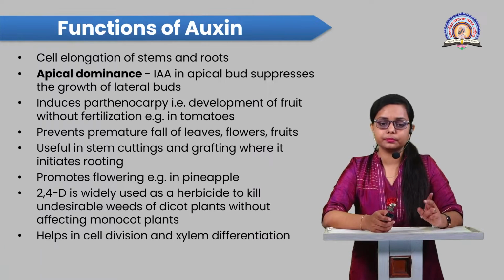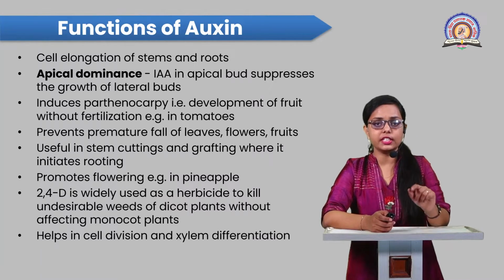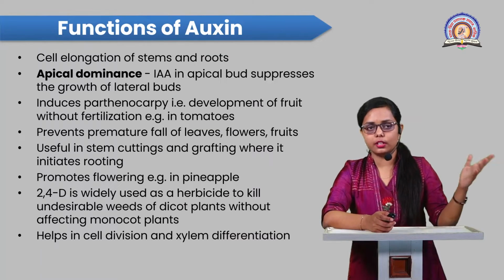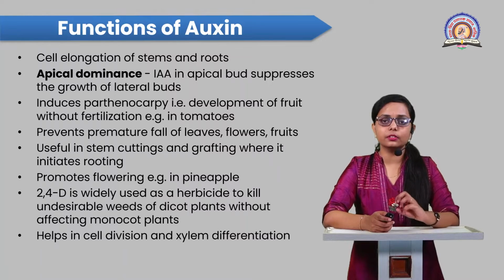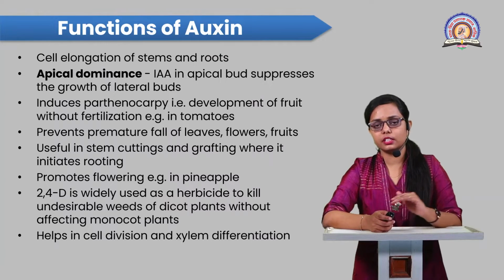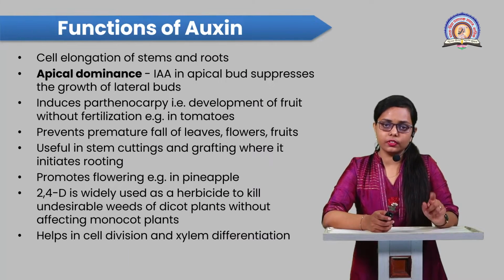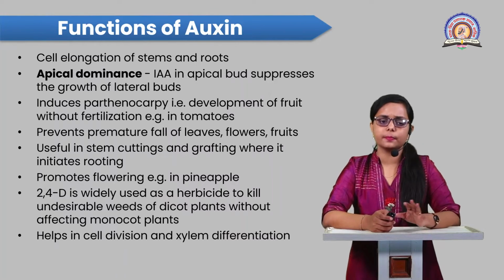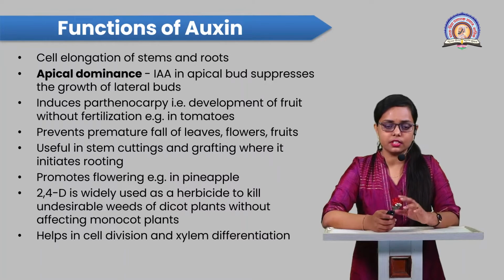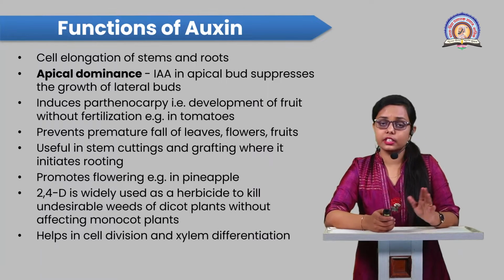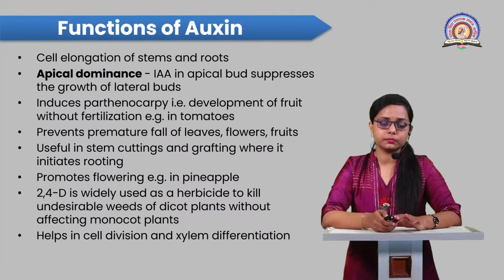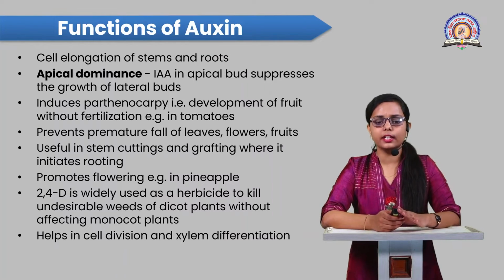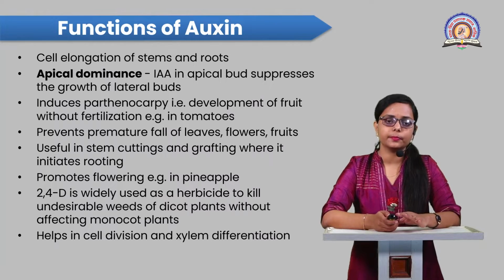It kills plants, but the specialty is when we have a monocot crop, for example maize, wheat, jowar, bajri, and dicot weeds are present inside it. That time it is very useful. We can spray 2,4-D, which is an auxin, and kill all these weeds by using this artificial auxin, and it doesn't affect monocots at all. Also, auxin has a smaller role in cell division and xylem differentiation.